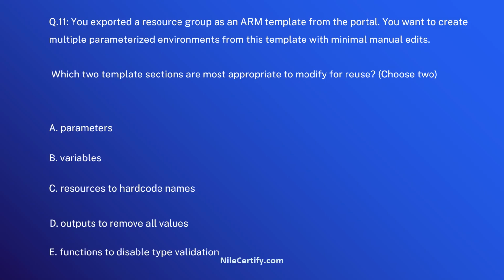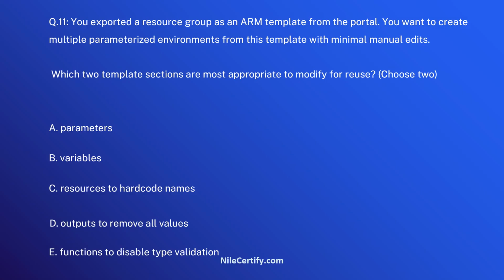Option D, outputs to remove all values. The outputs section is used to return values after deployment, like connection strings or resource IDs. Modifying or removing outputs has no impact on template reusability. So this one is incorrect.